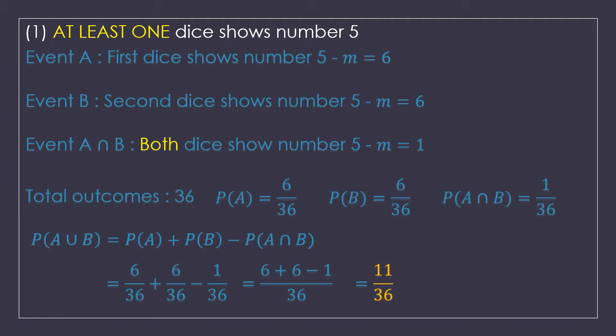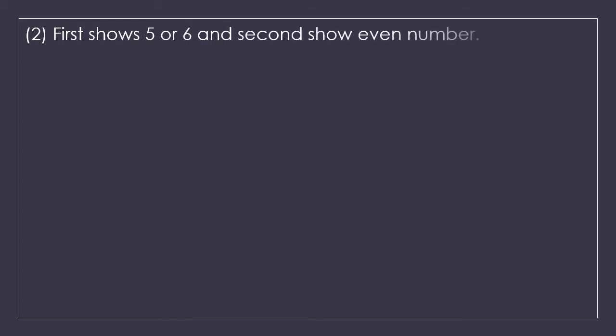Moving on to the second question: first shows 5 or 6 and second shows even number. So it's an intersection of events. First let's clarify event A, that the first dice shows number 5 or 6. If it shows number 5, there are 6 events, and if it shows number 6, again there are 6 events. So there are a total of 12 events in which the first die will be either 5 or 6.